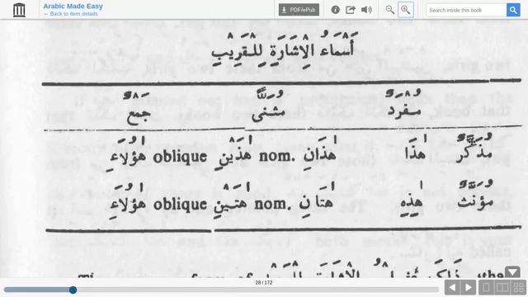So on the right-hand side we have mudhakkar and mu'annith, and on the top we have mufrad, muthanna, jam'u. Mudhakkar means masculine and mu'annith means feminine. Mufrad is singular, muthanna is dual, jam'u is plural. Mudhakkar, masculine, is hada. This is singular. Hada has on top of it a fatha like an alif, meaning that you hold out the sound. Hada.